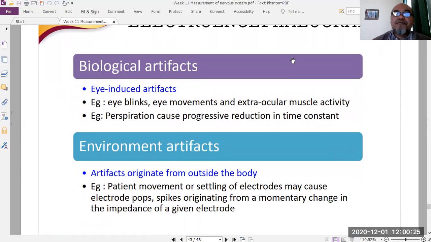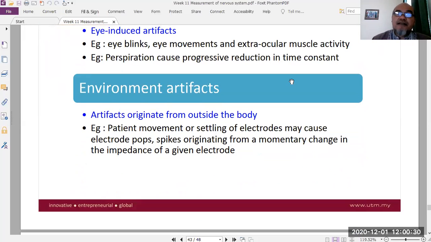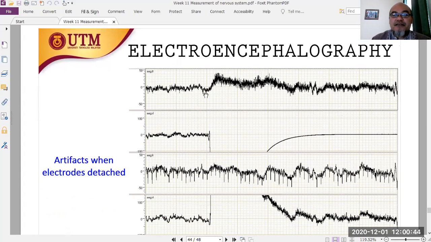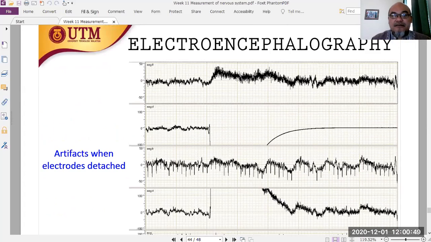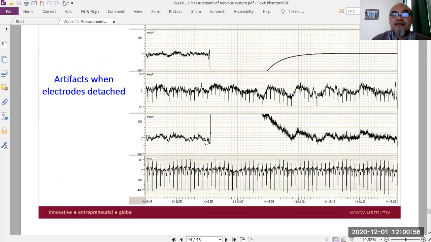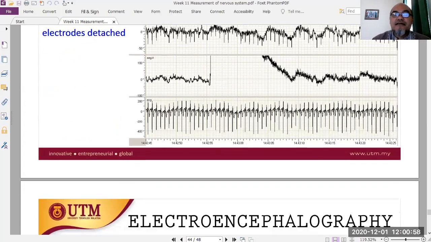Perspiration causes progressive reduction in time constant. There are also artifacts coming from outside the body. For example, when the patient moves or settles, the electrode pops, with spikes due to the momentary change in the impedance of that given electrode. So this is, for example, how the signal will look during particular artifacts. When an electrode suddenly detaches, the signal will just drop like this, suddenly being very high.